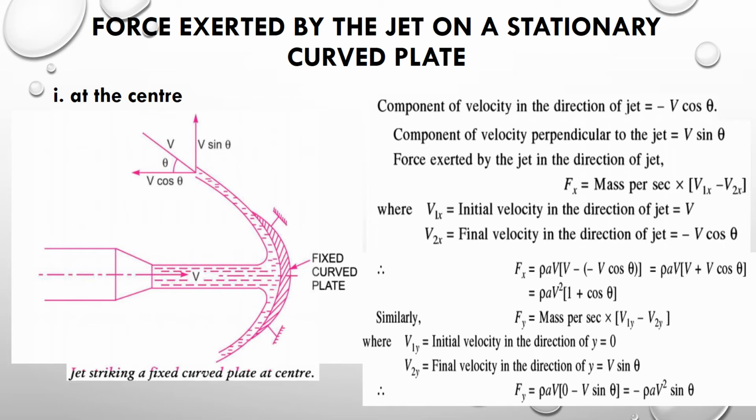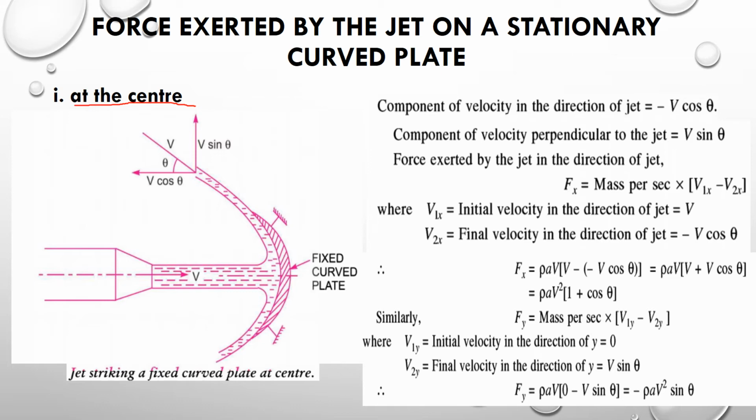As the first case, we will consider the force exerted by the jet on a curved plate, and the impact of the jet is at the center of the curved plate. That is our first case. So let us consider a jet of water which strikes a fixed curved plate at the center of this plate. The jet, after striking the plate, comes out with the same velocity.